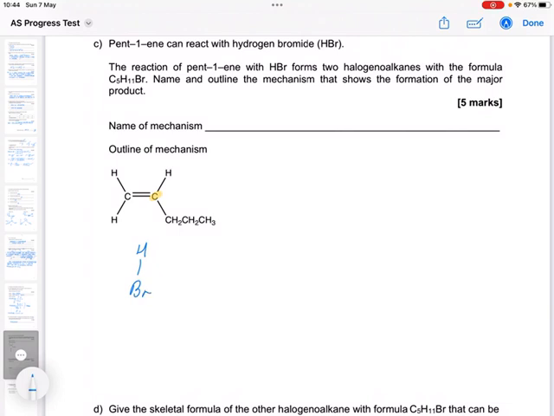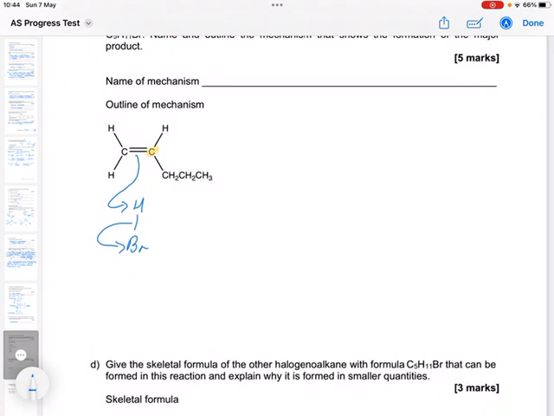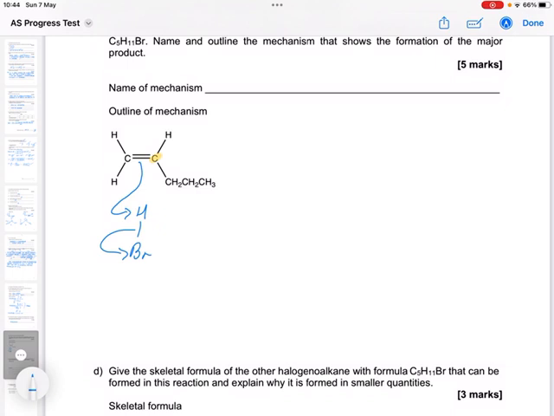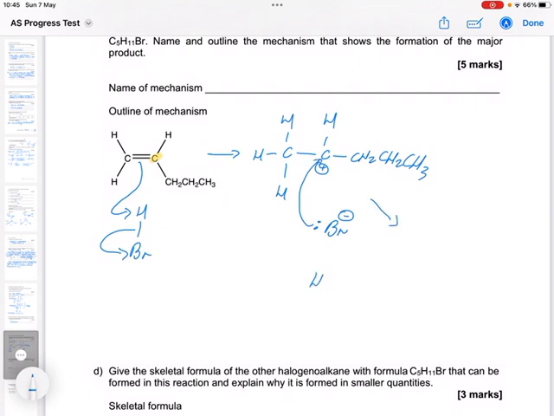So here's my HBr. A curly arrow from the middle of the carbon-carbon double bond to the hydrogen, and then a curly arrow from the middle of the hydrogen-bromine bond to the bromine. Now I'm going to put the hydrogen on there because that one is going to be my carbocation, because I've been told to make the major product. Br minus, and a curly arrow from there to there, which gives me my final product.